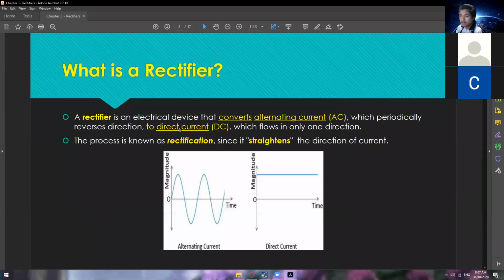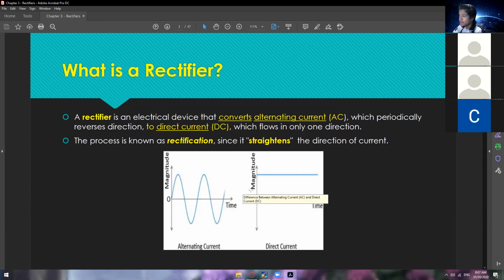So first, what is a rectifier? A rectifier is an electrical device that converts alternating current, which periodically reverses direction, to direct current, which flows in only one direction. Very straightforward, from AC to DC, as you can see on the screen. The process is known as rectification, since it straightens the direction of current. Simple as that.